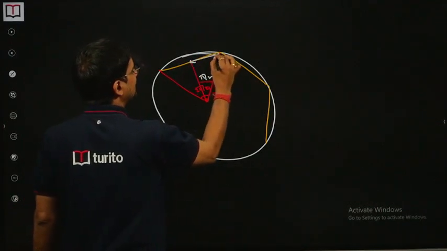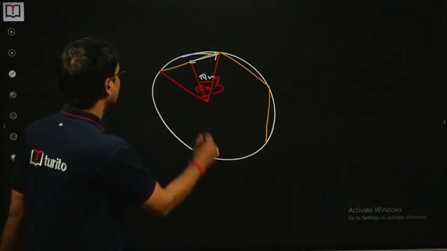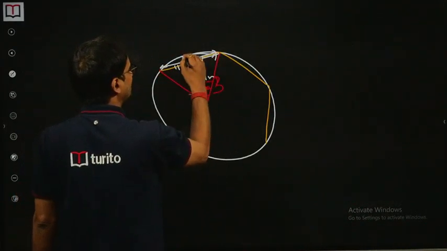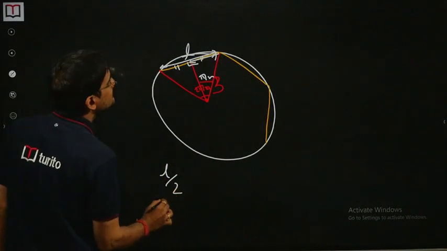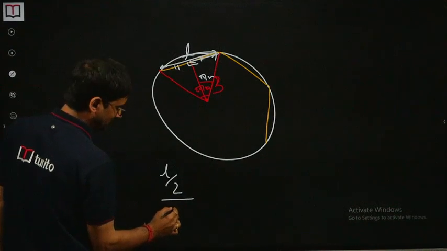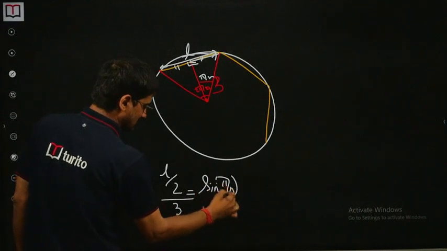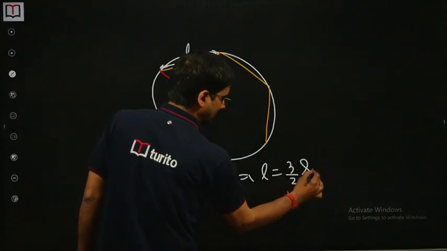We have to find this, and we know a perpendicular drawn from the center to the chord bisects the chord. So this is just half of it. If this is, let's say, small l, then l by 2 by 3 is sine pi by n. So l is 6 sine pi by n.